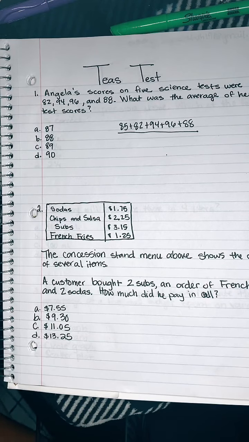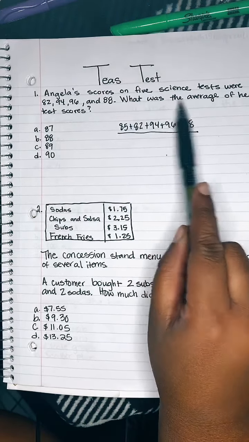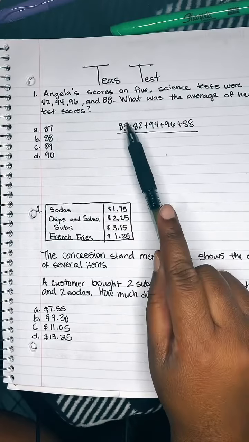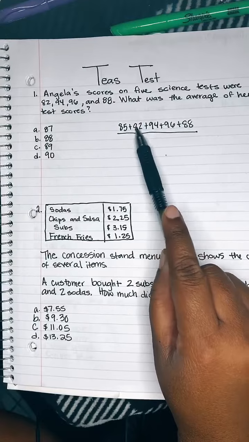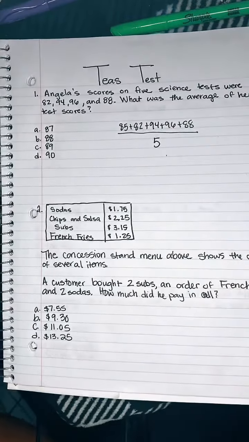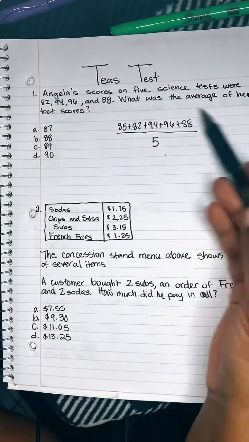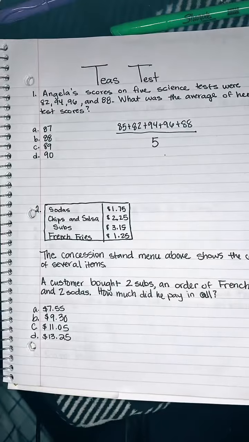Hey, our Gypsy said 4. I see 5. I see question mark 4. Okay, so how you know what you divide by is you count. It says, what was the average of her test scores? Well, you divide by how many things you're adding. So we're adding 1, 2, 3, 4, 5. So I'm going to divide by 5. Whenever you're finding the mean or average, you divide by how many things you added up.